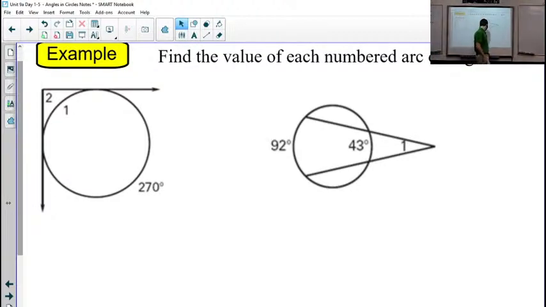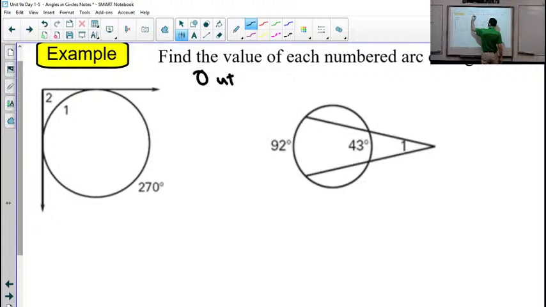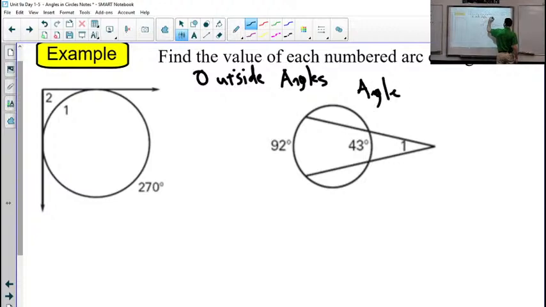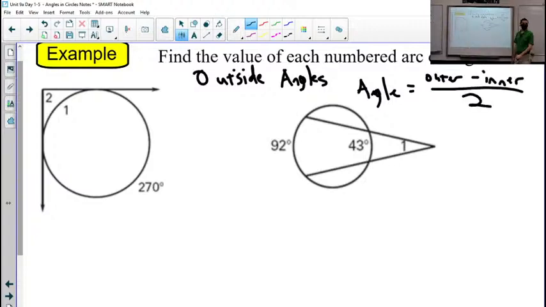Find the value of each numbered arc or angle. These angles are outside of the circle. These are outside angles. So our formula this time is that the angle equals outer arc minus inner arc divided by 2. Outer arc minus inner arc divided by 2.